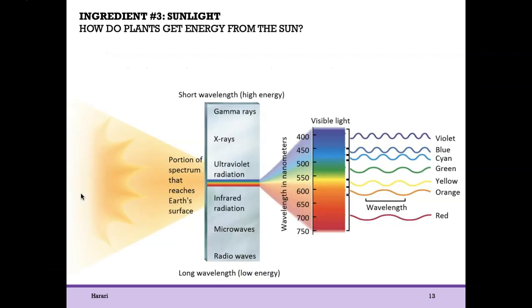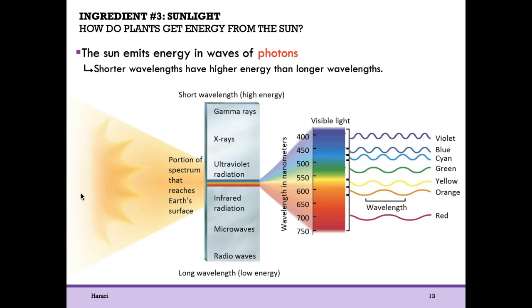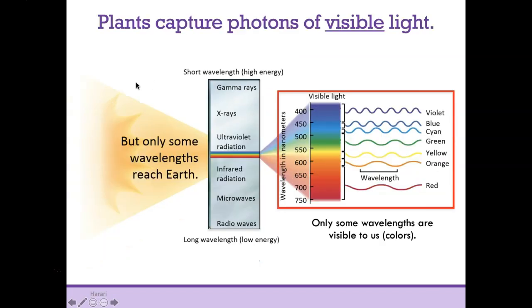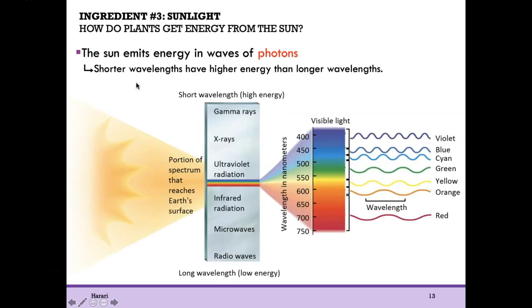Ingredient number 3 is sunlight. So how do plants get energy from the sun in photosynthesis? The sun emits energy in waves of photons, which are little packets of kinetic energy. A photon's wavelength is the distance it moves during a complete vibration. And the shorter a photon's wavelength, the more energy it contains. So shorter wavelengths have higher energy than longer wavelengths.